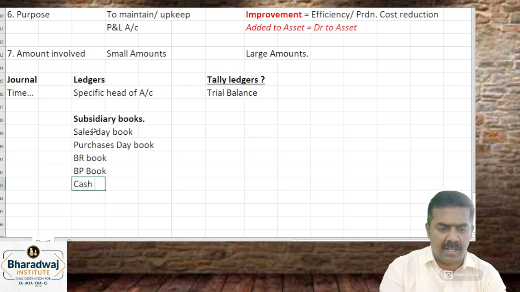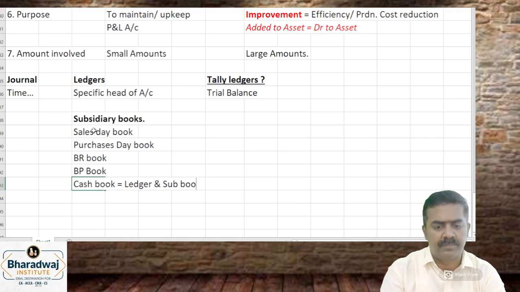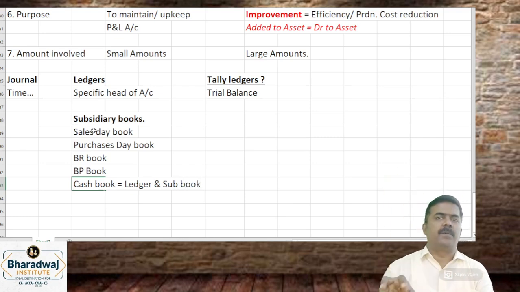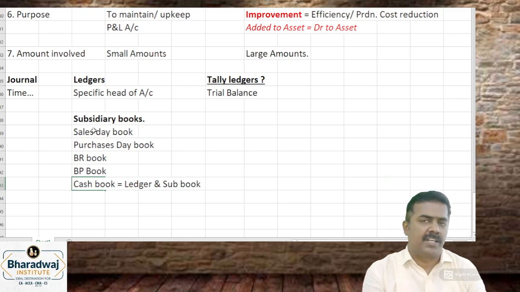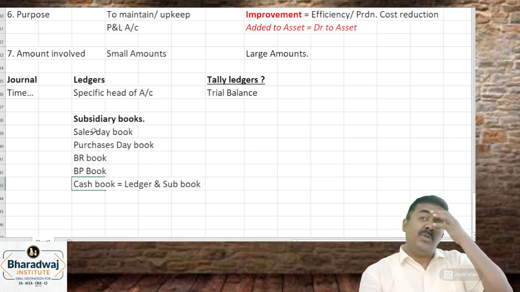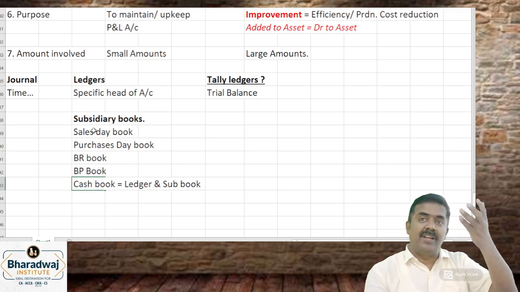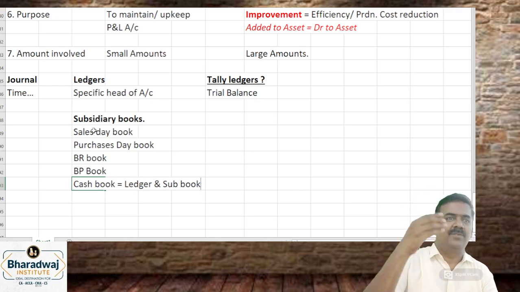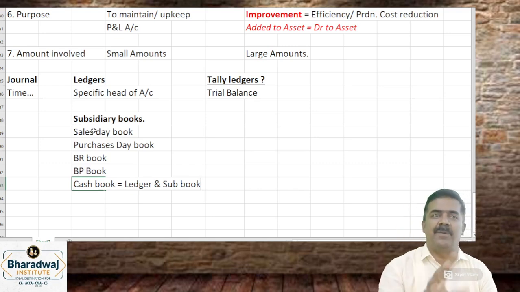Then cash book. Cash book is part of both ledger and also a subsidiary book. Cash book, all receipts and payments are recorded in the cash book. Imagine you are running a hotel or you are running a retail shop. Daily 500, 600 customers will scan and pay.